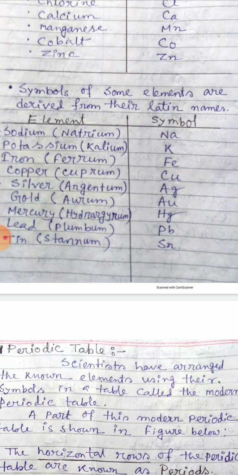Gold. The Latin name of silver is argentum, symbol is Ag. The Latin name of gold is aurum, symbol is Au. For mercury, the Latin name is hydrargyrum, symbol is Hg. For lead, the symbol is Pb, the Latin name is plumbum. For tin, the symbol is Sn, the Latin name is stannum.